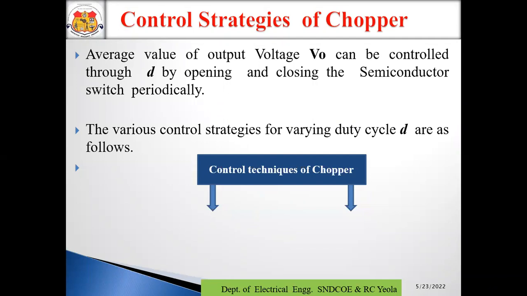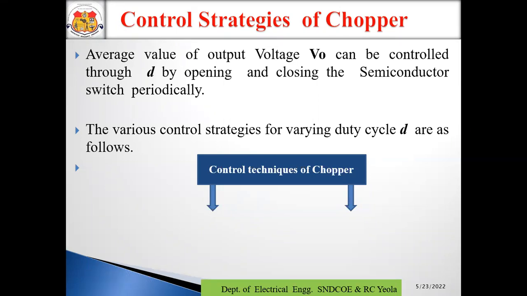Today we will start the next topic, that is the control techniques or control strategies of the chopper. In this topic, we will discuss what are the techniques, what are the methods for controlling the output voltage by using the chopper.